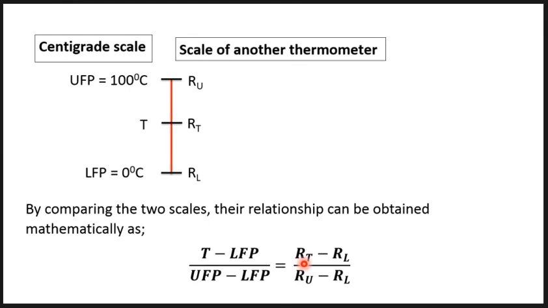So that will be RT, because where I have T, I have RT, minus the lower fixed point, which on this scale is RL, so RT minus RL, all over the upper fixed point, which here is RU, then minus LFP, which here is RL, so RU minus RL. So that's how to do the relationship right here.